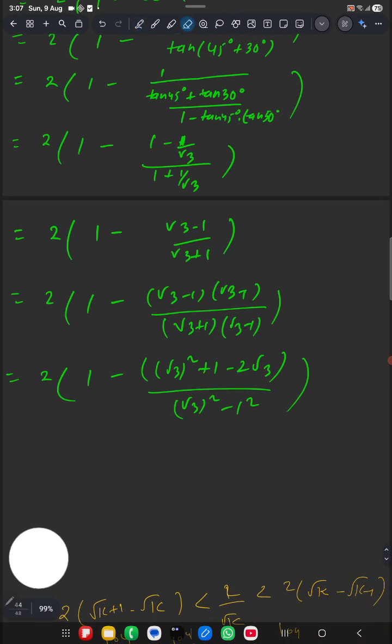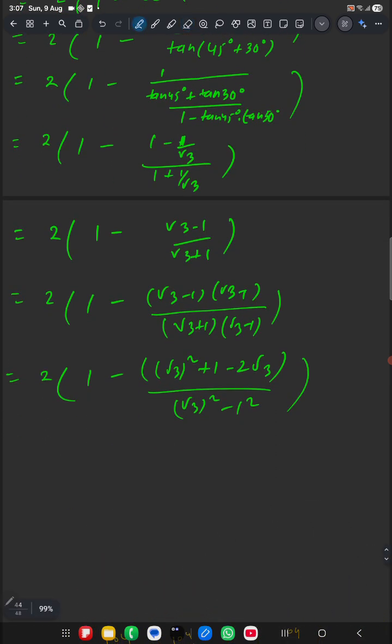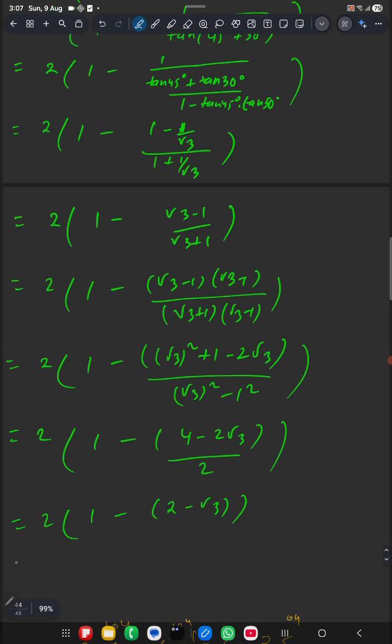Sorry for that. Twice of 1 minus 3 plus 1, 4 minus 2 root 3 divided by 2. So you will get twice of 1 minus 2 minus root 3. So in this way you will get twice of 1 minus 2 is minus 1 plus root 3. So you are getting minus 2 plus 2 root 3.